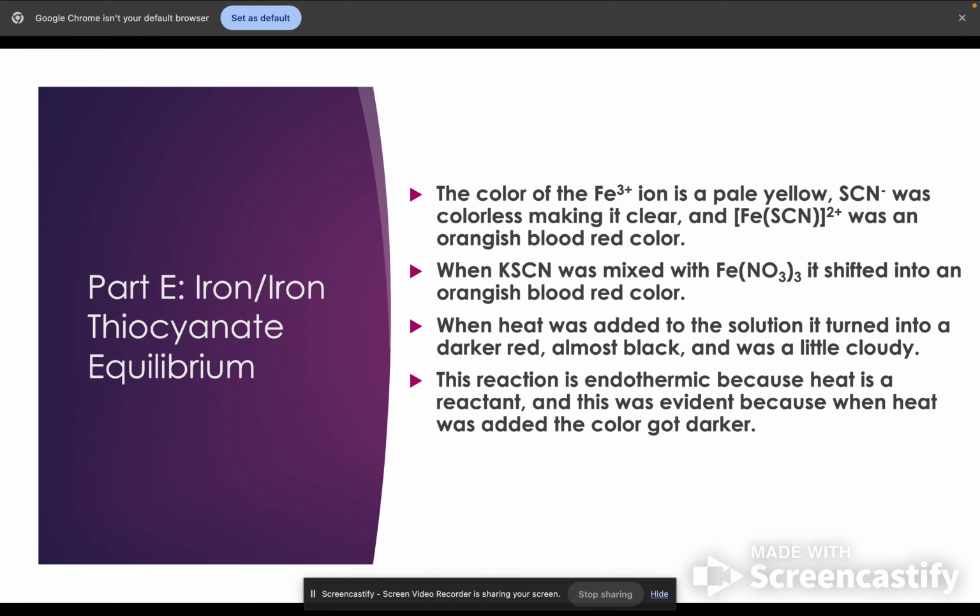And this reaction is endothermic because heat is a reactant. This is evident because when heat was added to the solution, the color got darker, almost like a blackish color. And if the reaction was exothermic, the color would get lighter. But since it's endothermic, the equilibrium will shift to the right to reestablish equilibrium because heat is acting as a reactant. Therefore, there's going to be less products. So the equation is going to shift to the right.